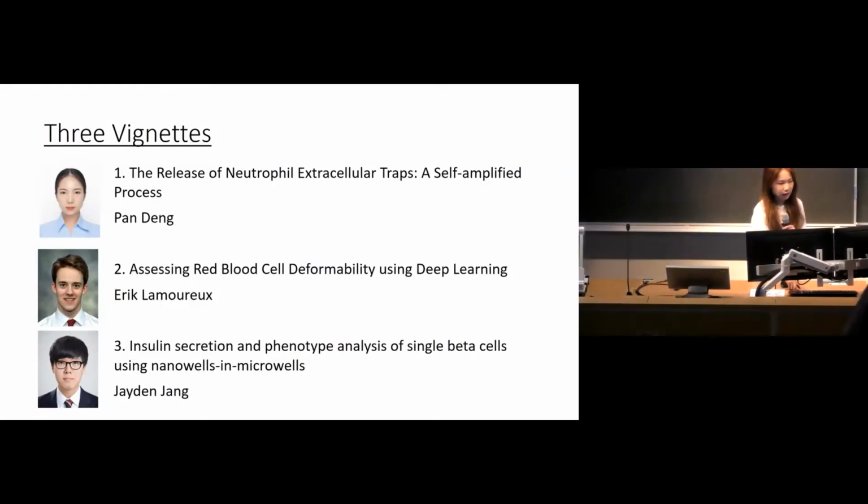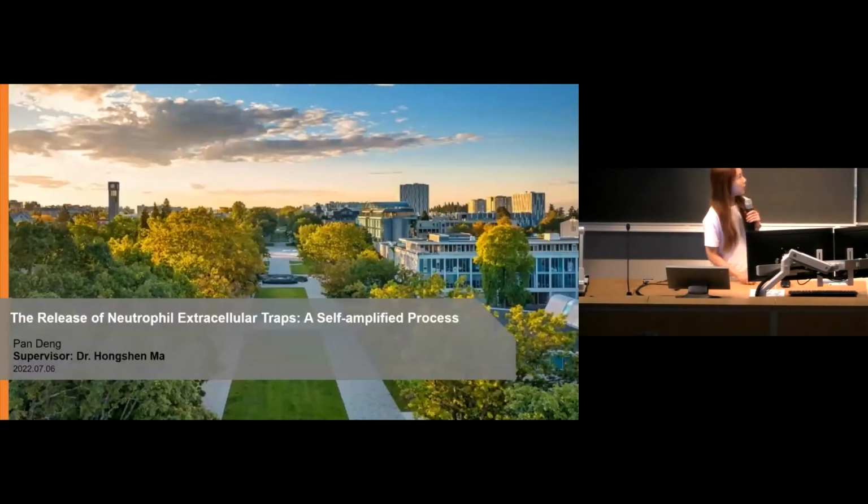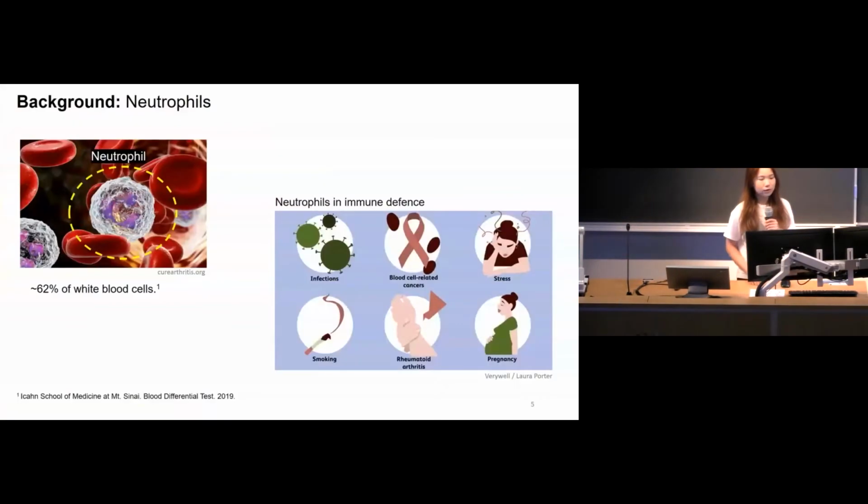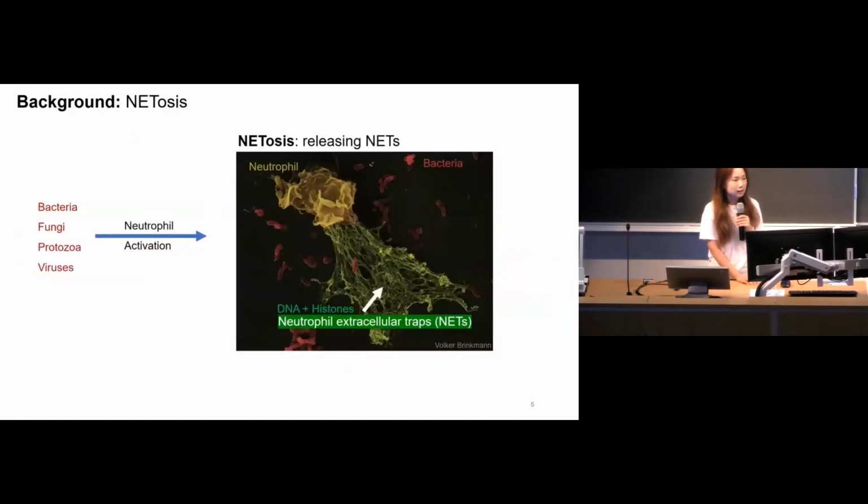Okay, so hi everyone. Today I'm going to talk about neutrophils. Neutrophils are the most abundant white blood cells. They are the first responders of our immune systems, and their activities have been linked to lots of conditions like cancers, infections, and viral inflammatory diseases. They can perform their functions in lots of different ways, like phagocytosis, releasing antimicrobial cytokines. But today we are focusing on netosis.